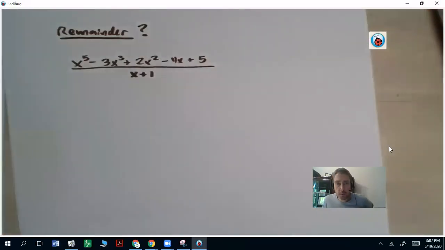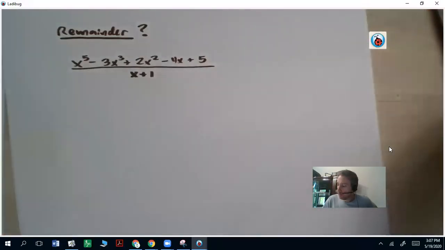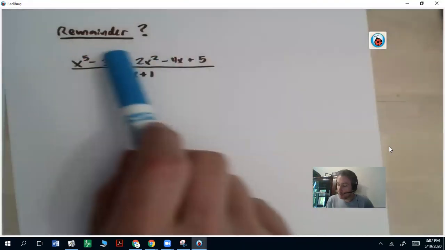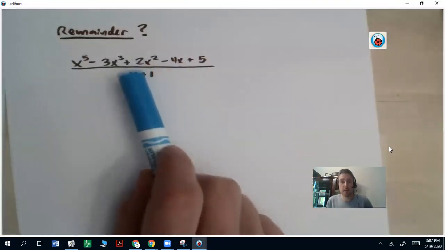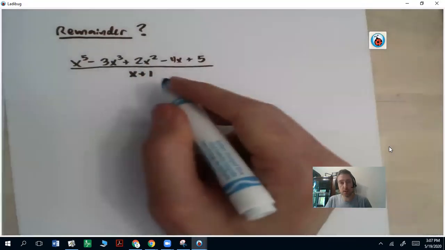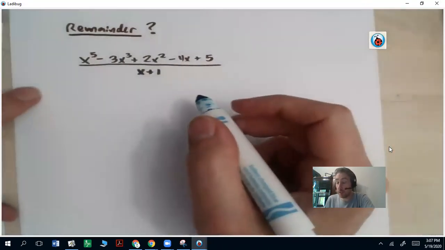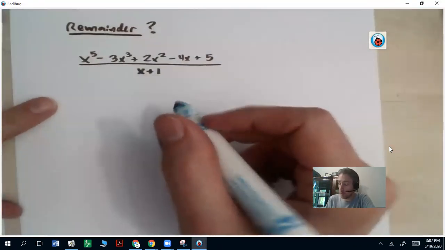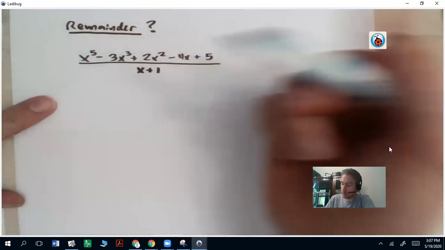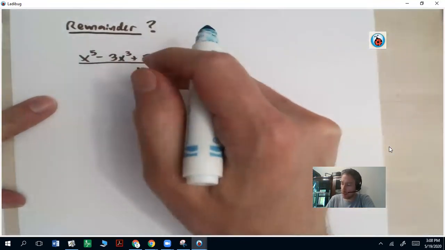All right, on this problem here, we're going to talk about how to get a remainder when you're dividing an expression by an expression that has an x plus or minus a number. In this case, we can use synthetic division or the remainder theorem to get the answer. We'll start with the synthetic division process.